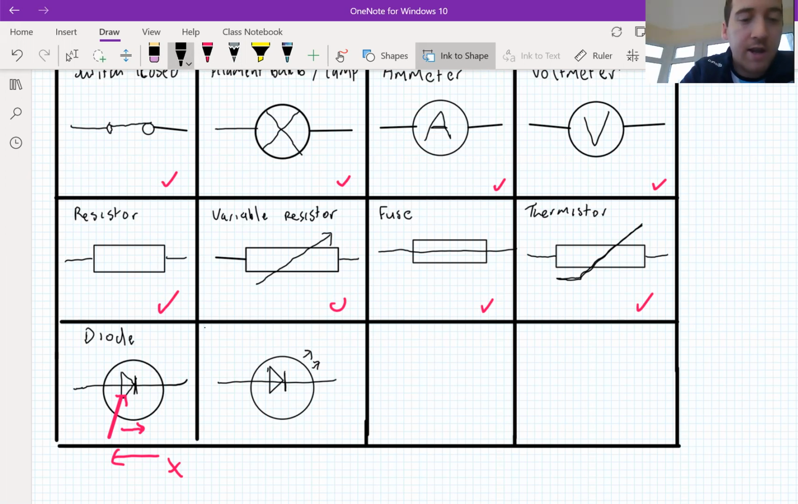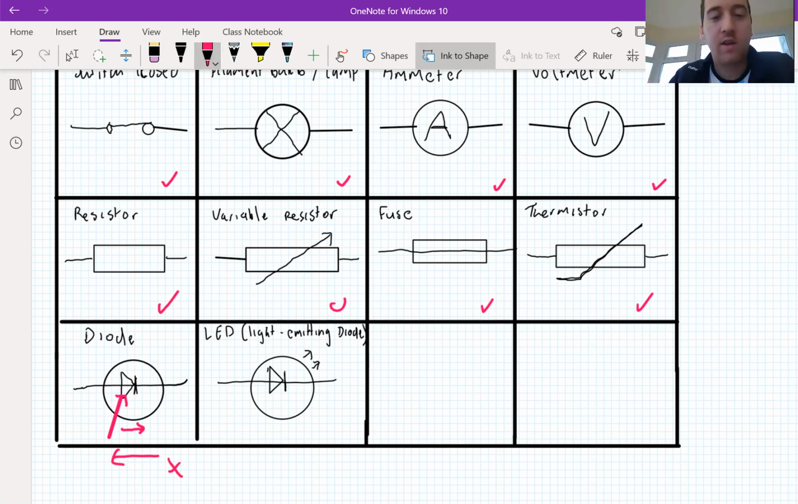This is what we call an LED. LED. And this stands for light emitting diode. A light emitting diode. If you think about what that means, light emitting, giving out. So emitting means giving out. Light, so giving out light, and it's a diode. So it's a diode that gives out light.